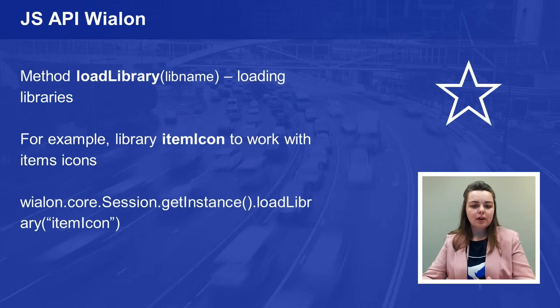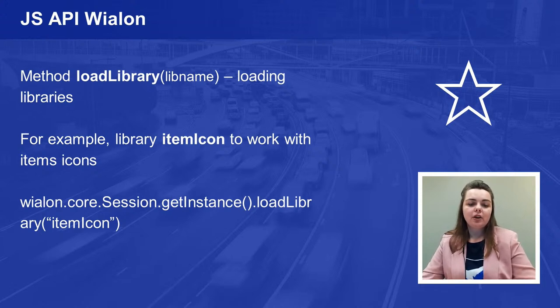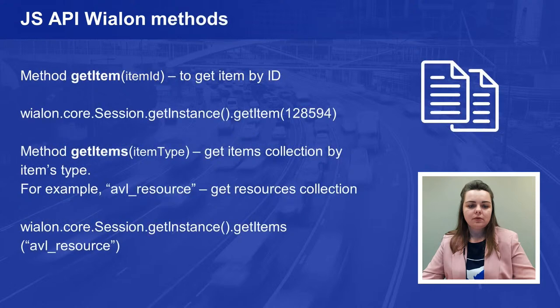Let's look through some JS methods. The load library method is for downloading necessary libraries. You can see the syntax of this method in the slide. It's simple. Next useful method: the get item and get items methods for getting data about an item. The slide shows the parameters that these methods take.